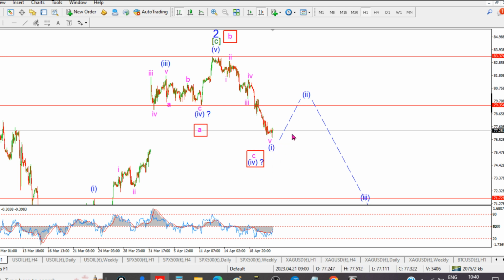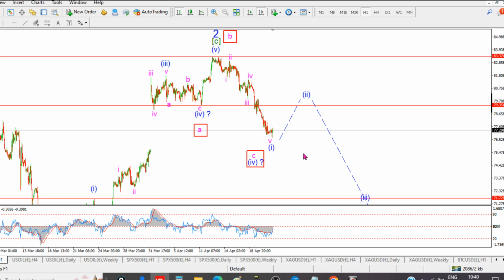So we should expect a corrective rally early next week in wave 2, and I think then we are in for a surprise for crude oil, later on next week, hopefully, as a third wave down takes over. But so far so good.